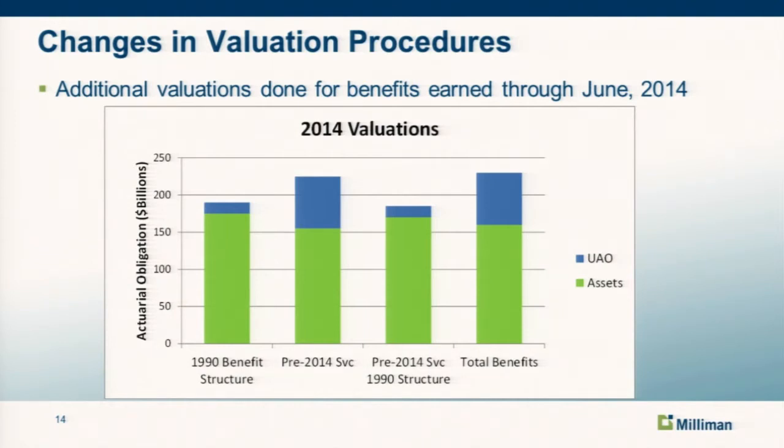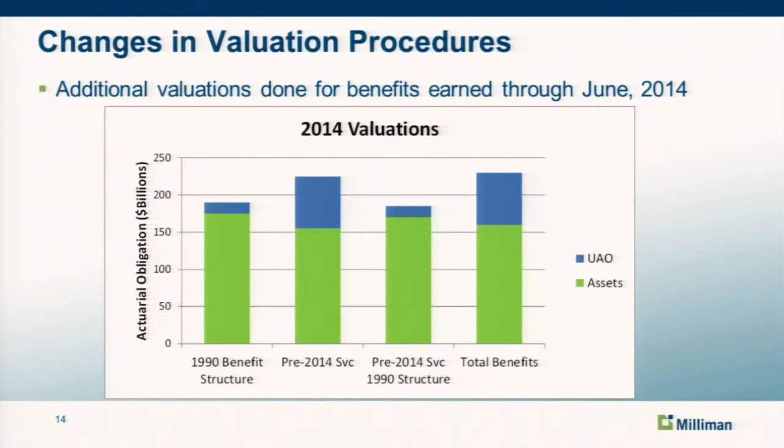If you look on the far right, you see the green is the assets and the blue is the unfunded actuarial obligation. So you see that would make a total obligation, if you add the two, of about $230 billion, which Jen talked about, of which about $70 billion is the unfunded. The far right bars are exactly what Jen's been talking about in the valuation, and that is basically the same valuation process we've been doing for a number of years.